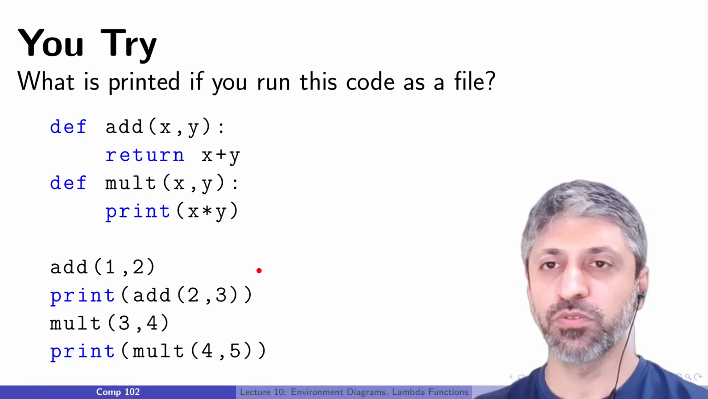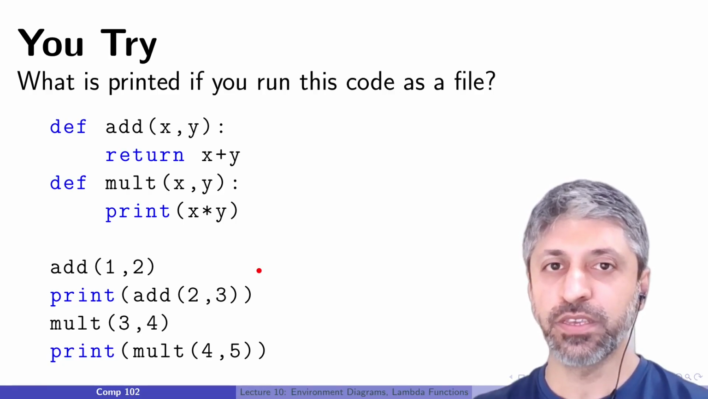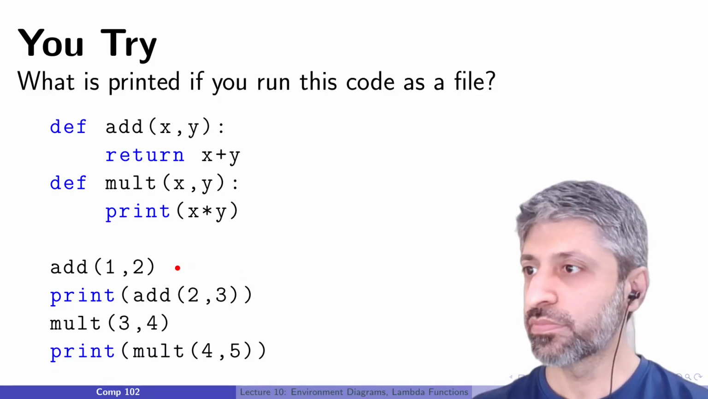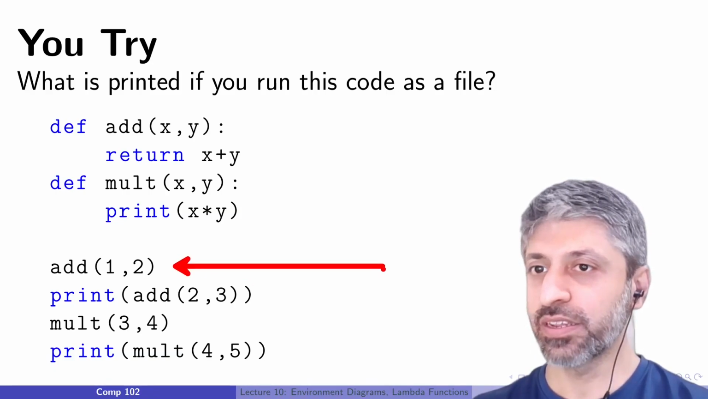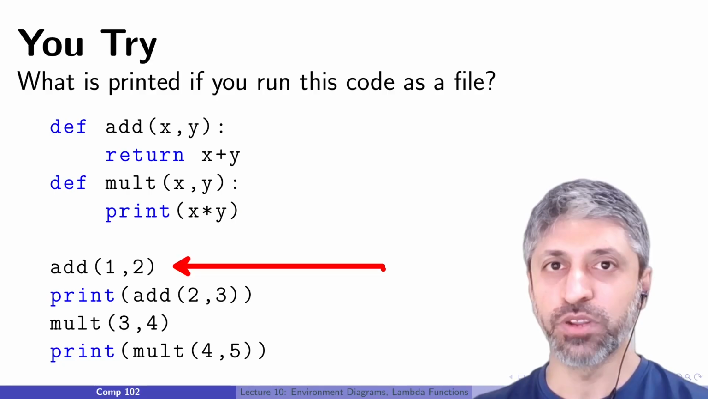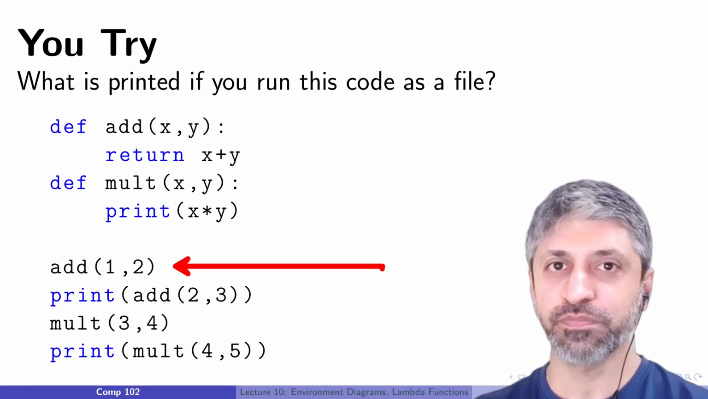So let's walk through the code line by line. In this case, add 1, 2, this line here. So it does return 3, but nobody's printing it or storing it. So it just quietly disappears, kind of like your motivation after week 5.